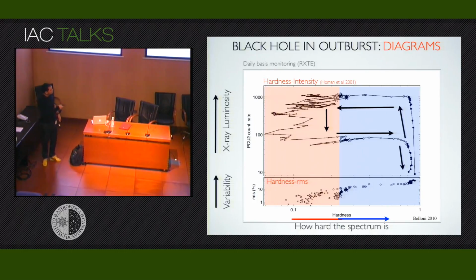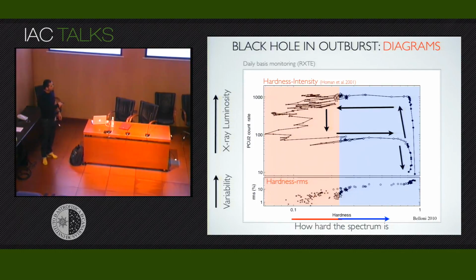What we see at the beginning of the outburst is that the outburst starts here. We observe a rise from the quiescence, and during this rise, the X-ray color is very hard. So we call this part the hard state because the X-ray color is hard. We see a fast increase in luminosity, and at some point, a transition takes place.